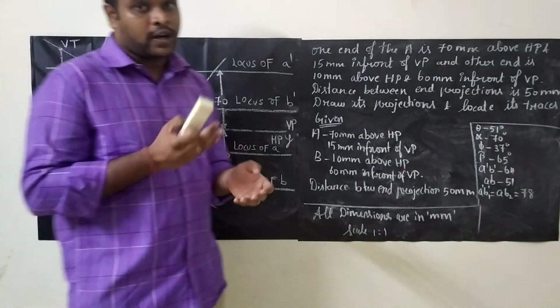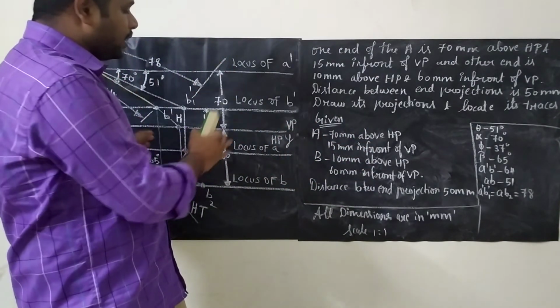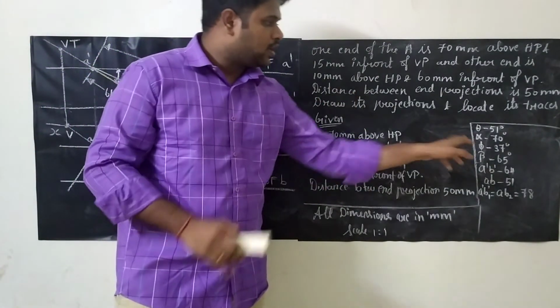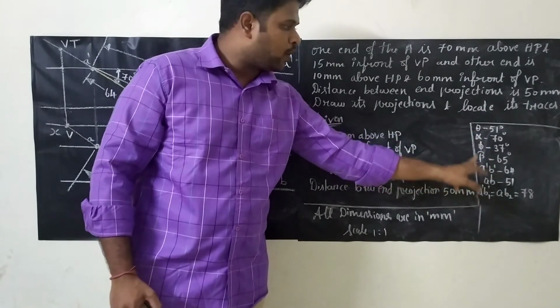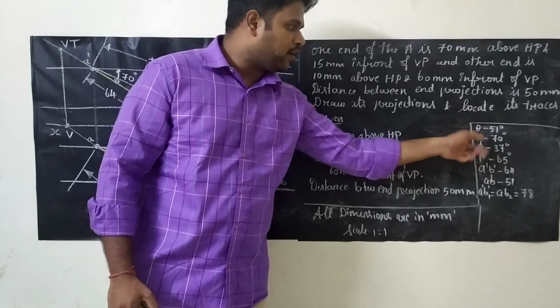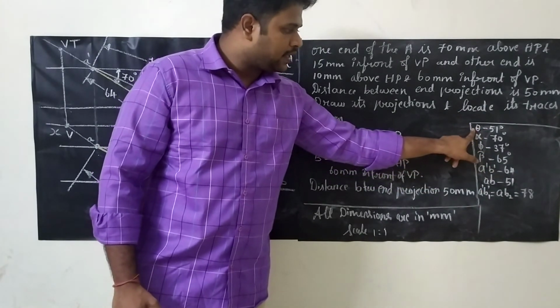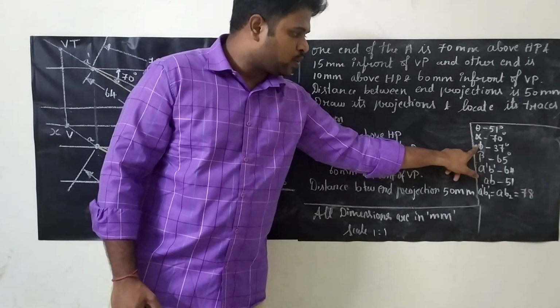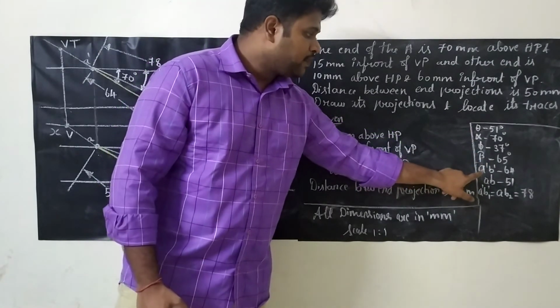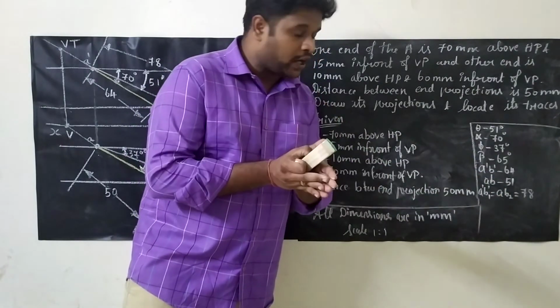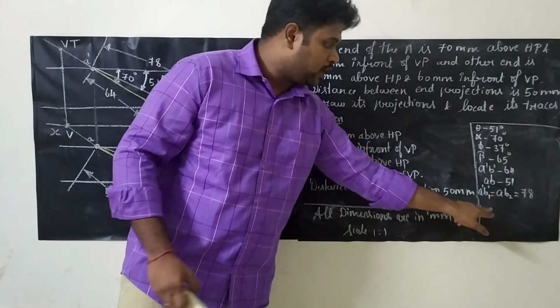See to it that you are writing legibly, and after completing everything, try to put a box and write whatever values you have got. Theta, 51, alpha. Alpha is the front view angle. Theta is your true length angle. Phi is your true length angle. Beta is your top view angle. A dash B dash is your front view length, AB is your top view length, and this is the true length.